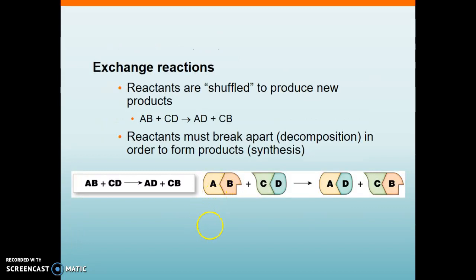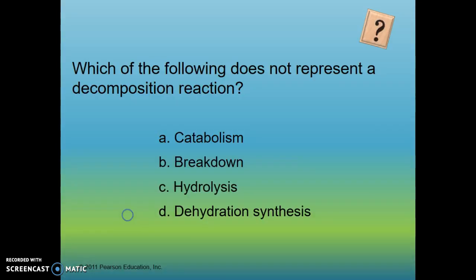The exchange reaction we don't have to worry about, where reactants are shuffled. If you just look at AB becomes AD. So the B replaces the D. They kind of switch places. An example of this would be acid plus base forms salt and water. It's a neutralization reaction, but again, don't worry about exchange reactions.